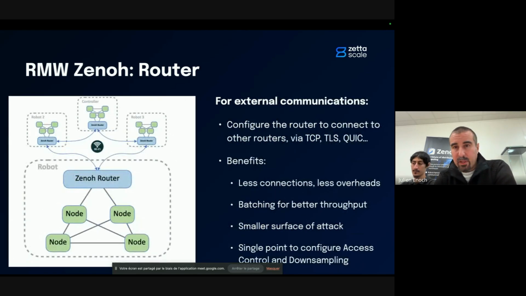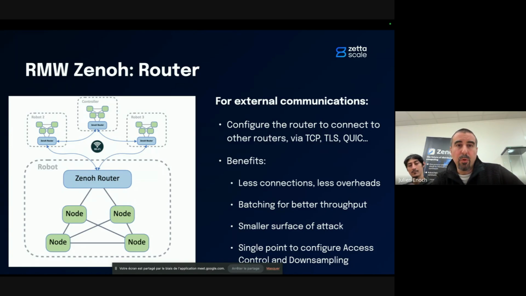And then for external communication, the router can be configured with various different transports over the Wi-Fi or over whatever interconnectivity there is outside the robot. So it could be TCP, TLS, QUIC, or a lot of other transports that Zenoh can provide. The benefits of this are fewer connections, of course, less overhead. We also perform automatic batching between the routers, meaning we can improve the throughput by batching all small messages into bigger messages.